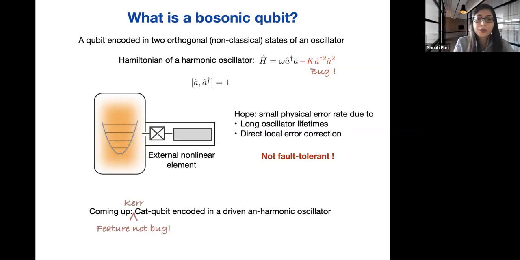And that is indeed what we did with these cat qubits, driven cat qubits. We're going to use this Kerr nonlinearity as a feature. We're going to drive this Kerr nonlinear oscillator in an interesting way to create a protected cat state.